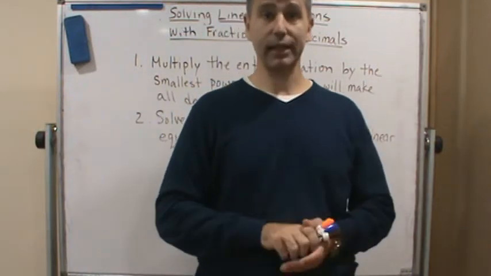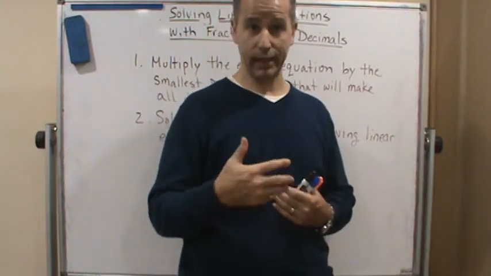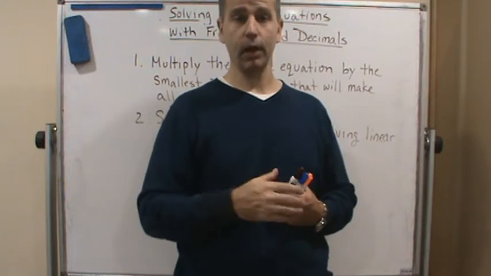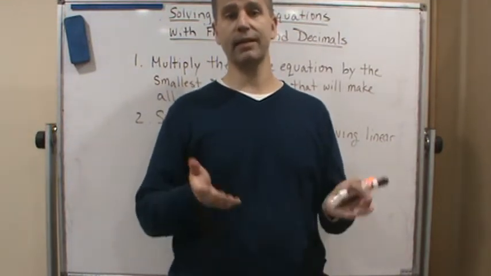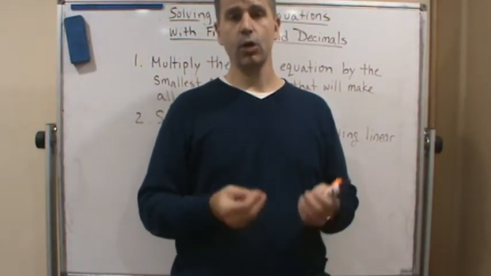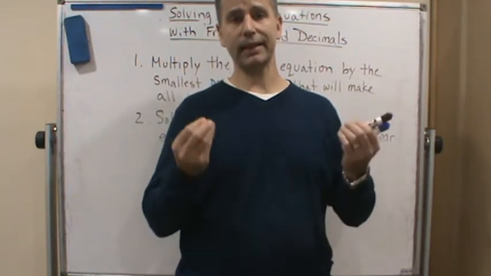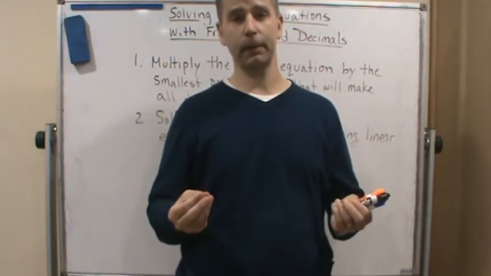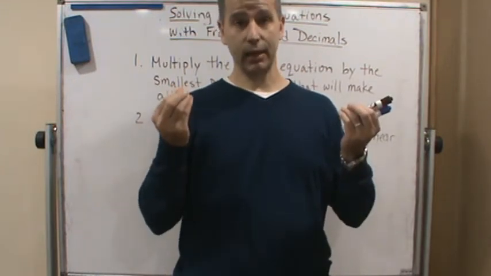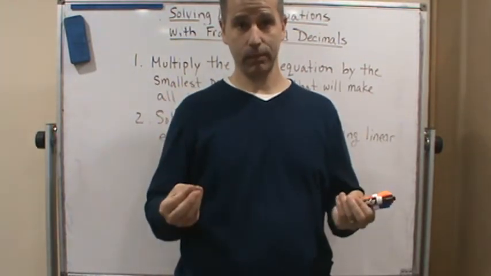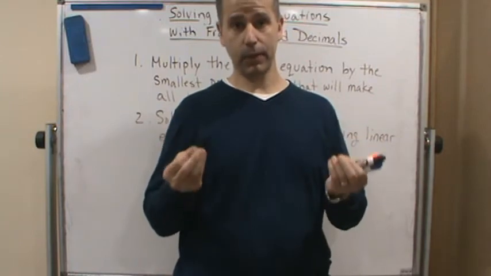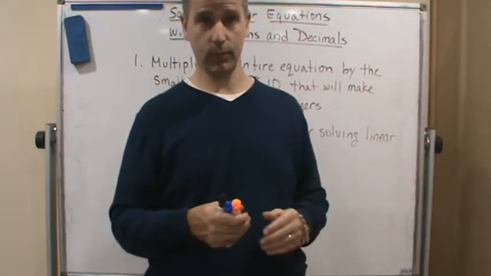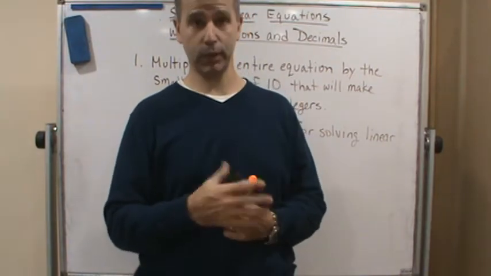Because by changing each decimal into an equivalent fraction, you're going to have a power of 10 in the denominator. So by multiplying by the least common denominator, it's equivalent to multiplying by the power of 10, the smallest power of 10 that will give you integers. Okay, so that's the way I'm going to explain it to you.